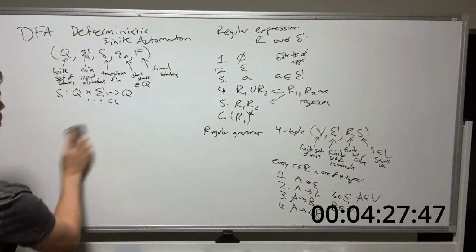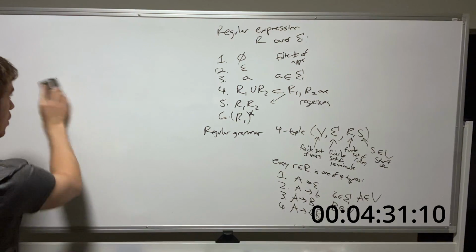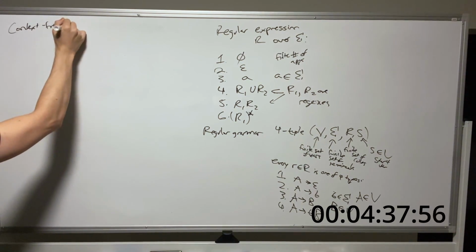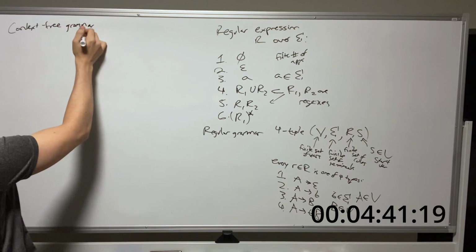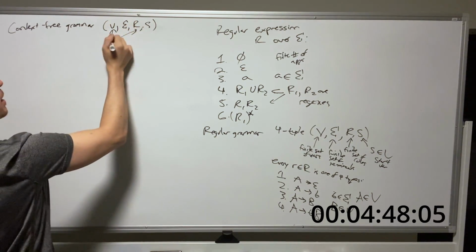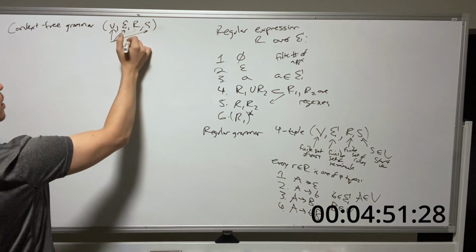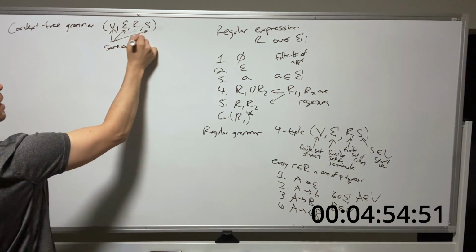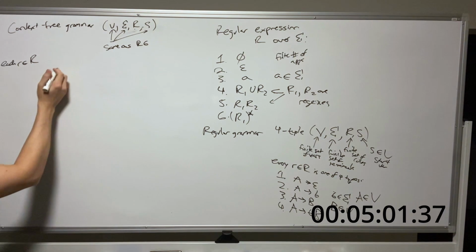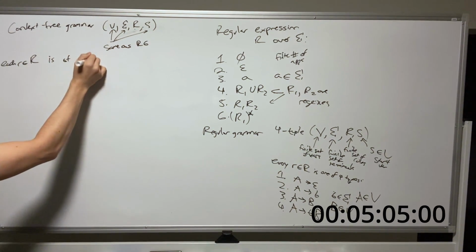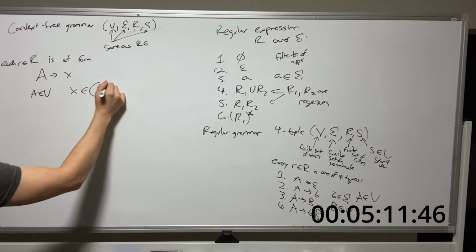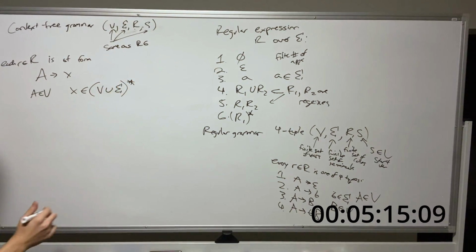Now let's do the context-free languages. So, the context-free grammar is again a four-tuple. So these three, no, not that one, that one, that one are the same as for a regular grammar. And then rules, each rule in the set of rules is of the form A goes to X, where A is a variable and X is a variable or a character, as many of them as you want. And it can be zero.